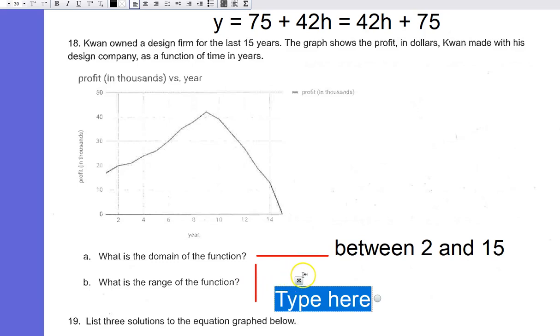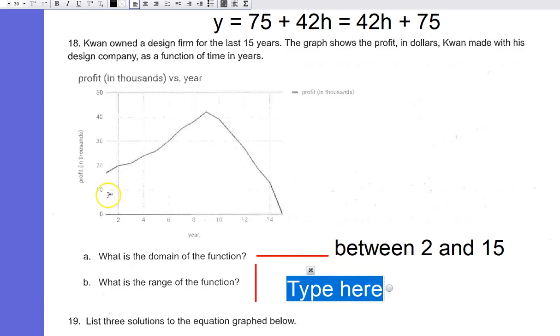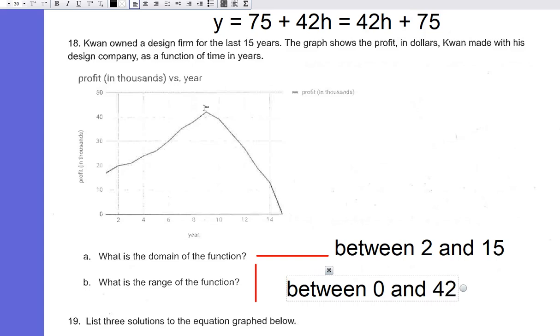The range are the uppy-downy numbers. The uppy-downy numbers start at 0 and they go all the way up to, they'll go up to 50, but I only want to look at the data. So the data only goes up to around 40, would you call that 41 or 42? I think that's 42. So between 0 and 42. So the range are the numbers where the data lives up and down. The smallest range is 0 because the data lives there, and the biggest range, uppy-downy, is 42.